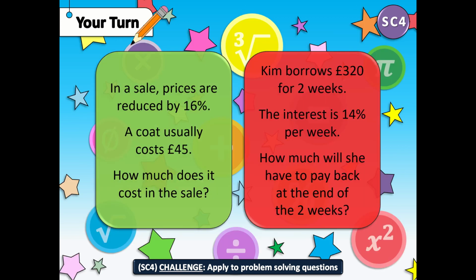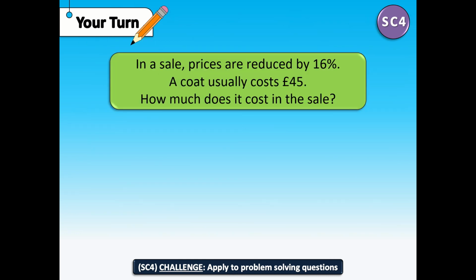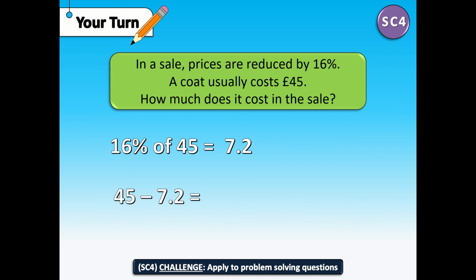Here are 2 questions for you to have a go at. Pause the video, and when you're ready to see what you should have done, press play. Here are your answers. So for the green question, if we find 16% of £45, that's 7.2. So we take it off £45, so the coat now costs £37.80.